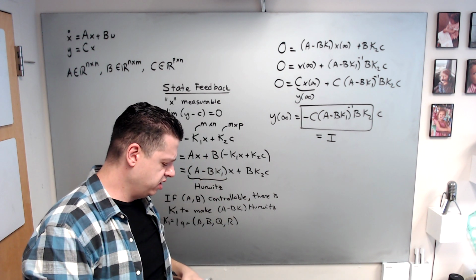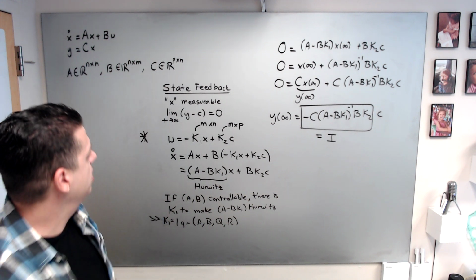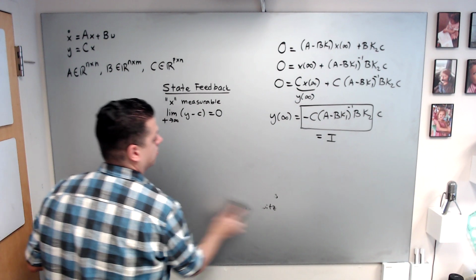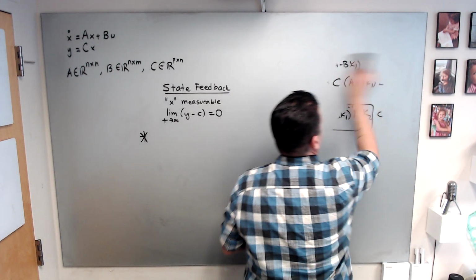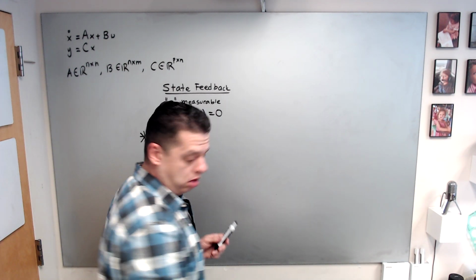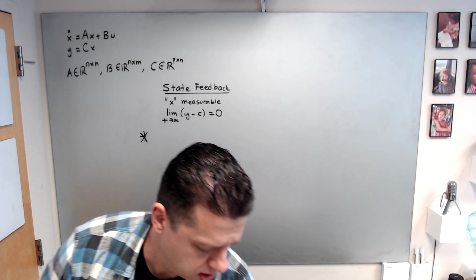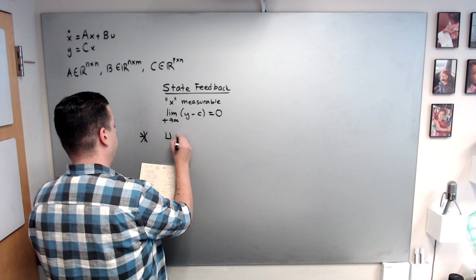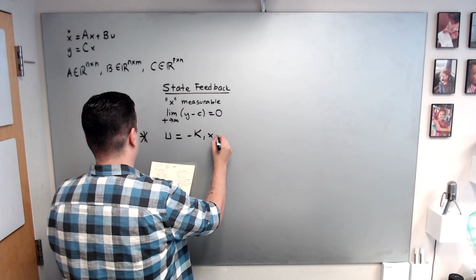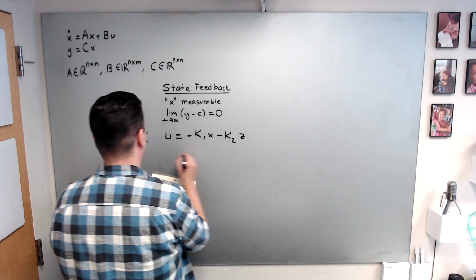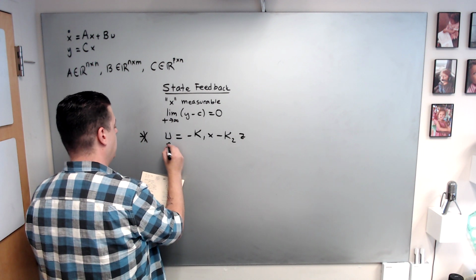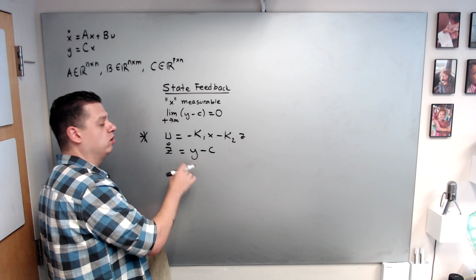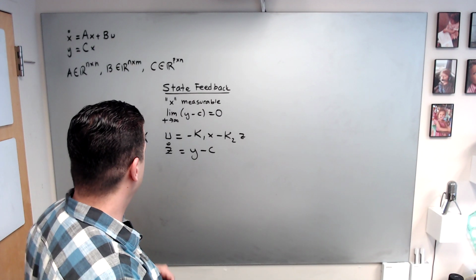Now I will shift gears to the other controller type. All right, another popular approach is the integral approach. Basically, in this case, your controller has this form. And you have z dot equals y minus c. You can think of this as z equals the integral of y minus c, an integrator.